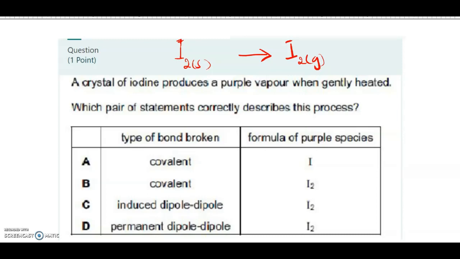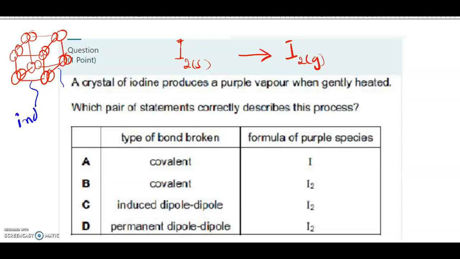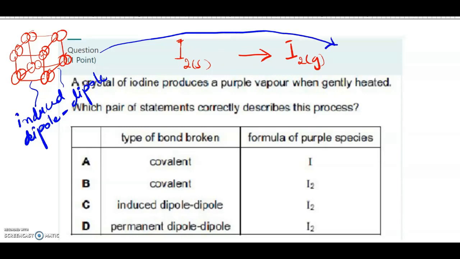So first of all, we need to draw a diagram for iodine. This is an iodine molecule. And when iodine is solid, it is in its crystal form. So they are like this. And what are these forces through which they are joined together? These are iodine molecules and they are connected through induced dipole, as the molecule is a non-polar molecule. Induced dipole-dipole interaction.